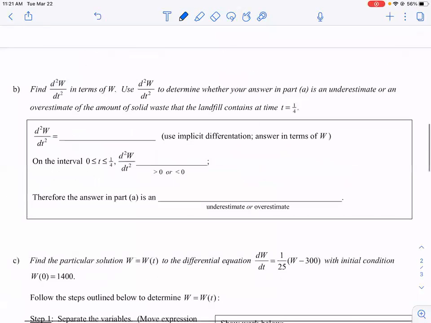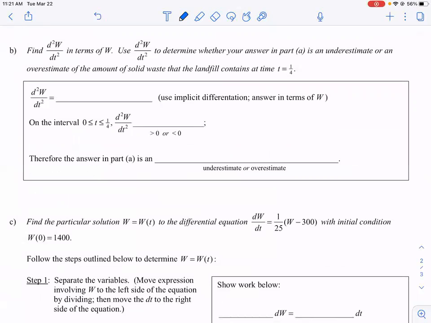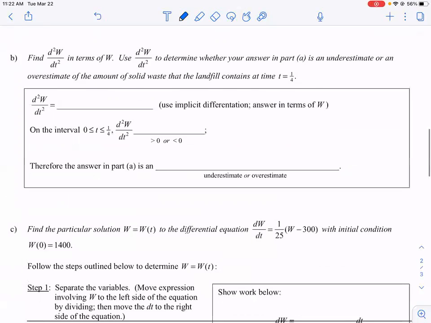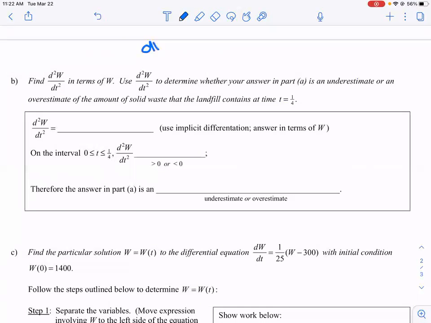All right. On the backside, part B. Find the second derivative and use the second derivative to determine whether our answer in part A is an underestimate or overestimate. Okay, so first of all, let's find the second derivative. If our first derivative, dW/dt, is 1/25 times (W minus 300), okay, what's the derivative of this?